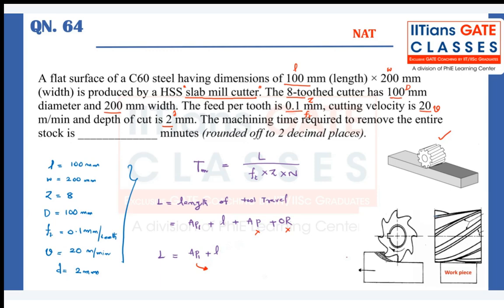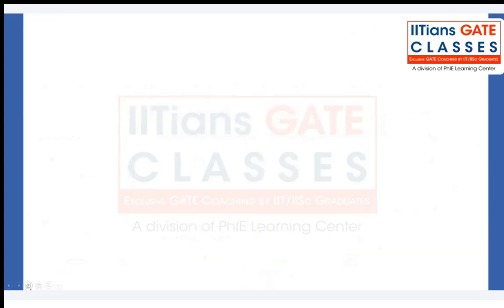In compulsory approach, it is a slab milling cutter. Whenever a slab milling cutter is used, this will be your depth of cut, d. Then your AP1 is equal to the square root of d into (D minus d). Isn't it, guys? Now let us move on to calculating the AP1.